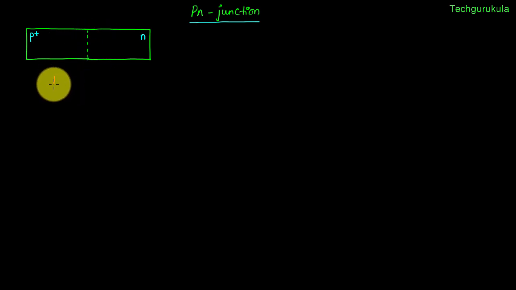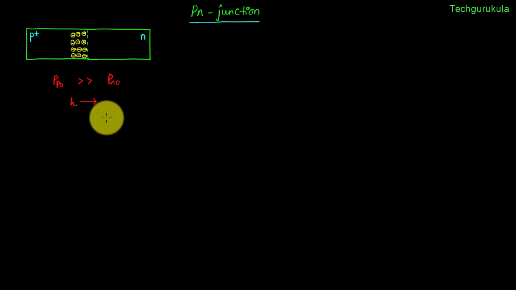We know that the hole concentration on P side is far greater than the hole concentration on N side, which means there is a hole concentration gradient which would give rise to a diffusion process where the holes would move from higher concentration to lower concentration, which means from P side to N side there will be hole movement. As a result, we'll have diffusion current, and as holes are moving, which will expose the acceptor impurity ions which are negative in nature.